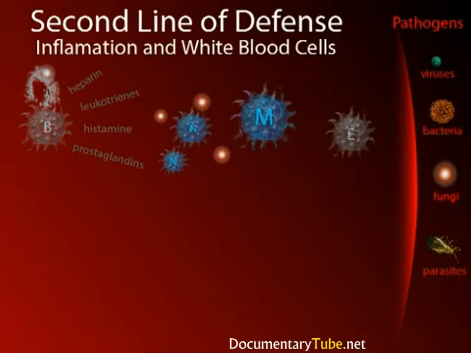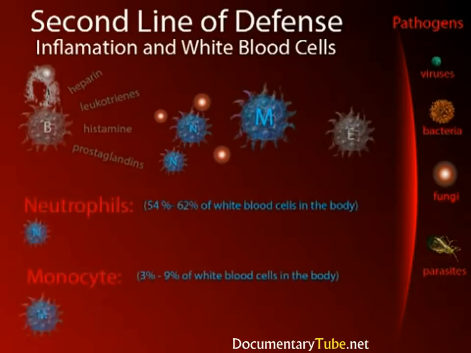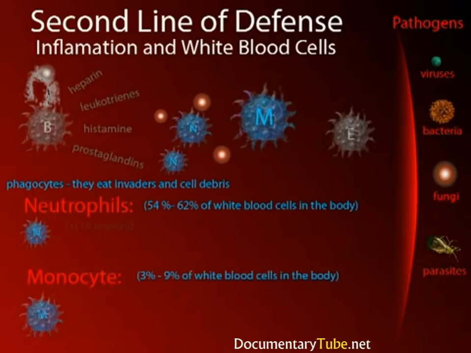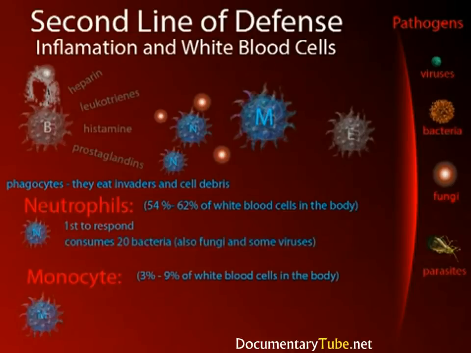Any bacterium or a virus can potentially be attacked by white blood cells, so they're nonspecific. White blood cells generally have about a 12-hour lifespan, and they're produced in the bone marrow. The neutrophils and monocytes are phagocytes. That means they can eat other cells. Neutrophils are typically the first of the two phagocytotic white cells to respond. They are not very large, and they can only consume about 20 bacteria before they reach the end of their lifespan. They can consume fungi and some viruses as well.